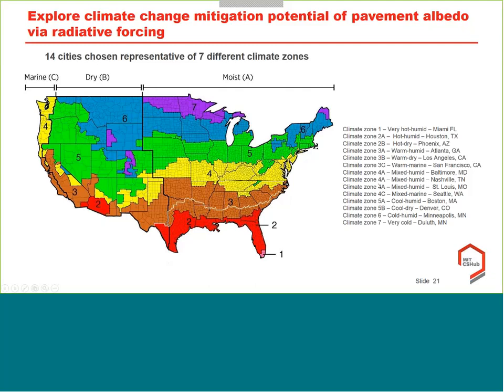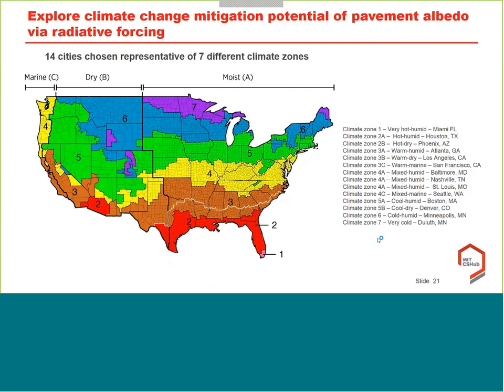So what we did is we picked representative cities in a bunch of these different climate zones, 14 cities to be specific, that are listed here, and then wanted to look at impacts of changing pavement albedo via radiative forcing. And because this is looking just at radiative forcing, this part right here doesn't account for BED.